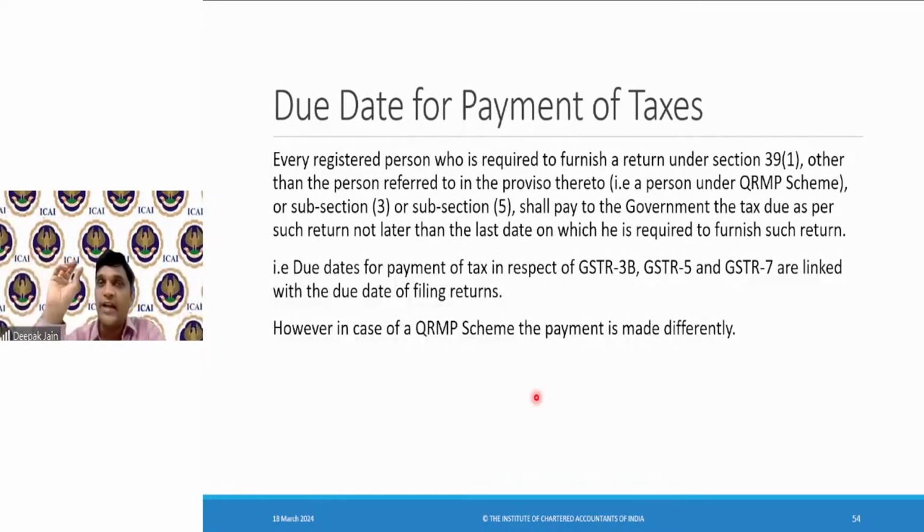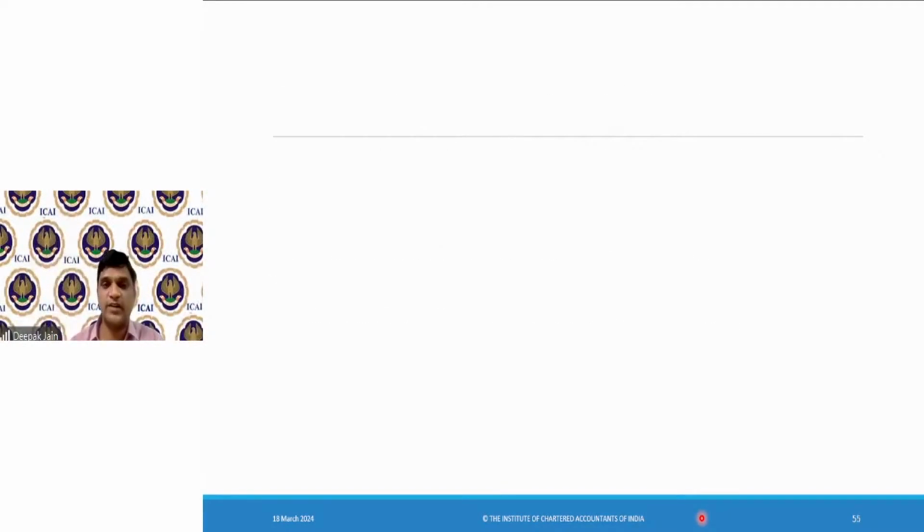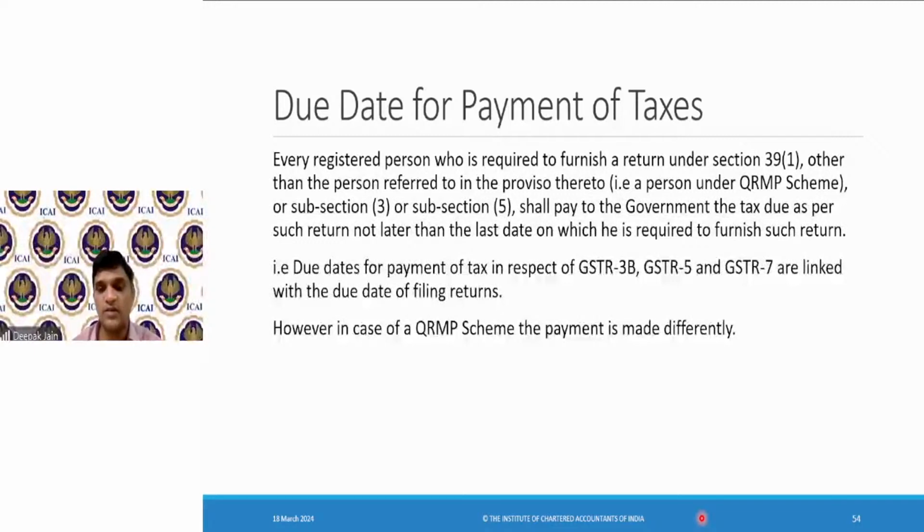So your due date for payment and due date of filing for GSTR 3B, GSTR 5 and GSTR 7 is the same. Okay, GSTR 5 is for NRTP and GSTR 7 is for TDS filers. उनके लिए they have to pay and then file the return. दोनों का date same रहेगा. Okay, they are linked with the due date of filing return. However, in case of a QRMP scheme, the payment is made little differently. Okay, apart from that, for a normal taxpayer, it is the same as the due date of filing return.